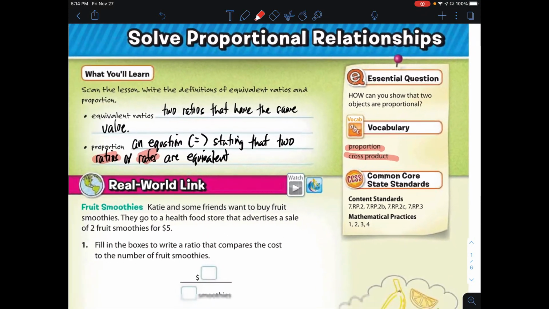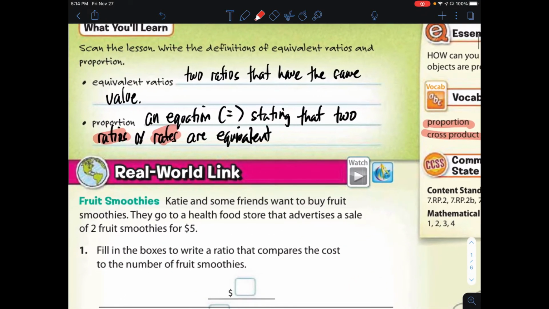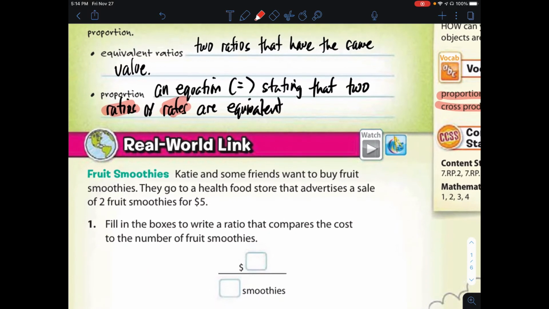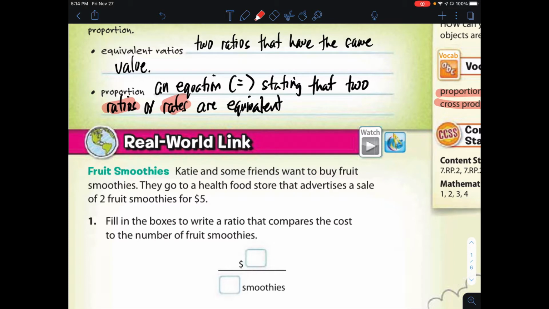And from our previous lessons, we defined what equivalent ratios are. I took the liberty of writing it down, to save us some time. So we know that two ratios that have the same value are called equivalent ratios. When you talk about the proportion, it is an equation, with an equal sign. Whenever you see an equal sign, that indicates an equation. So a proportion is an equation stating that two ratios or rates are equivalent. That's the reason why we have to define equivalent ratios to understand what a proportion is.